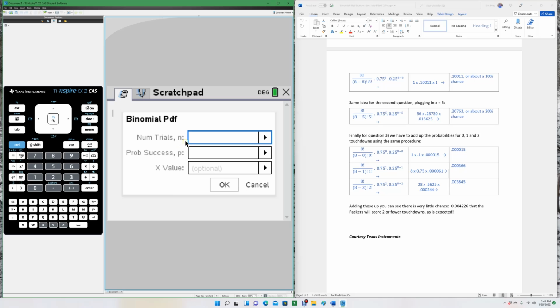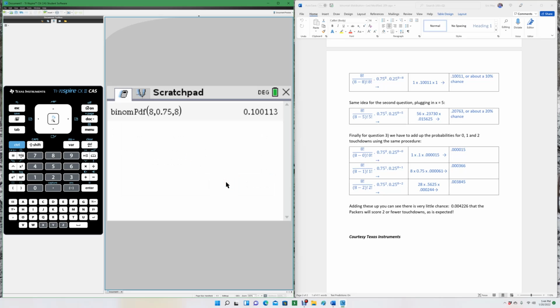Then it's going to ask us for the data that we already put in our equations up on the right side here. So number of trials, that's n, that's 8. Probability of success, that's 75%, 0.75, and you have to make sure to put the 0 here, otherwise it won't accept the value. And then for our x value, let's do the first question, which was 8 touchdowns. So we'll put 8 for the x value here. Okay. And we have the answer, 0.10011, which is exactly what we have up here.